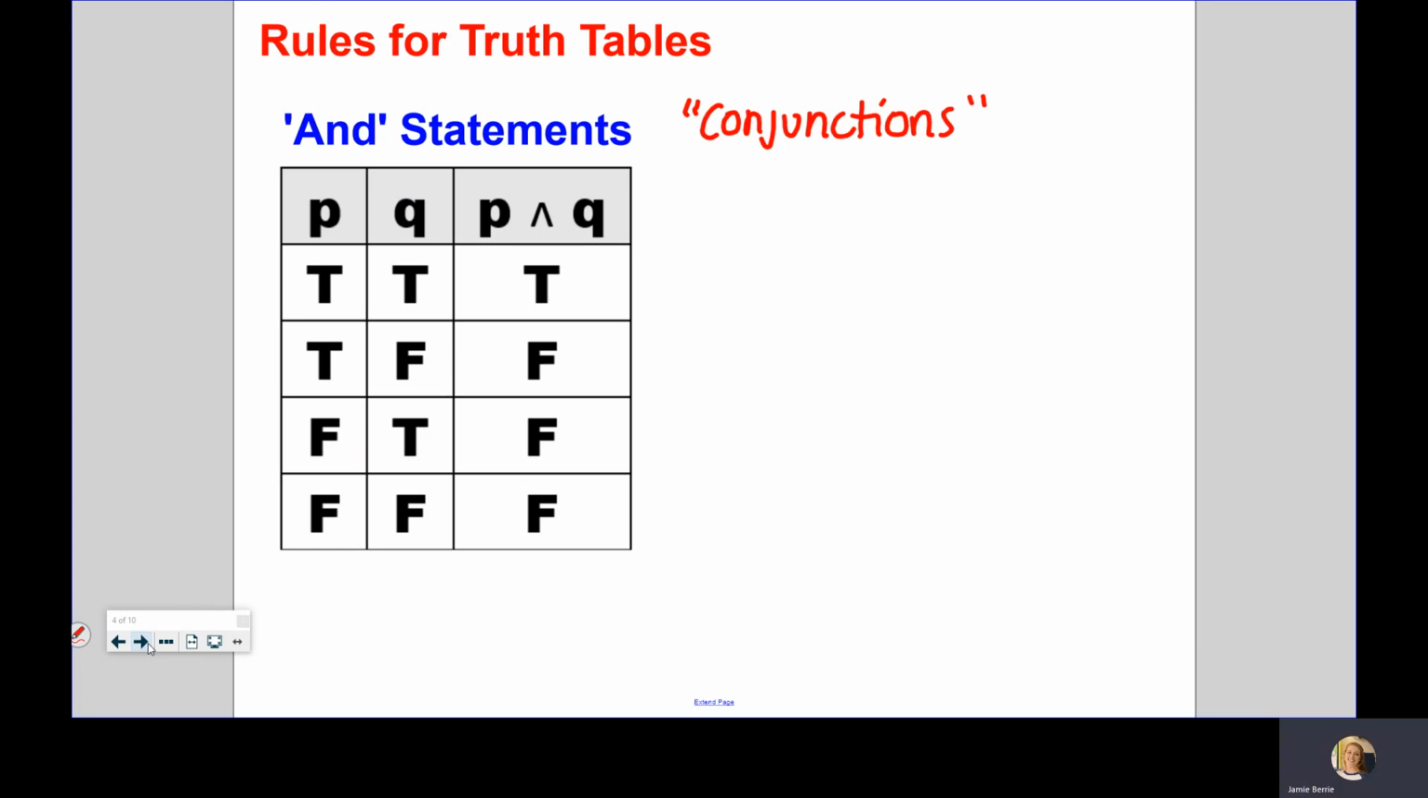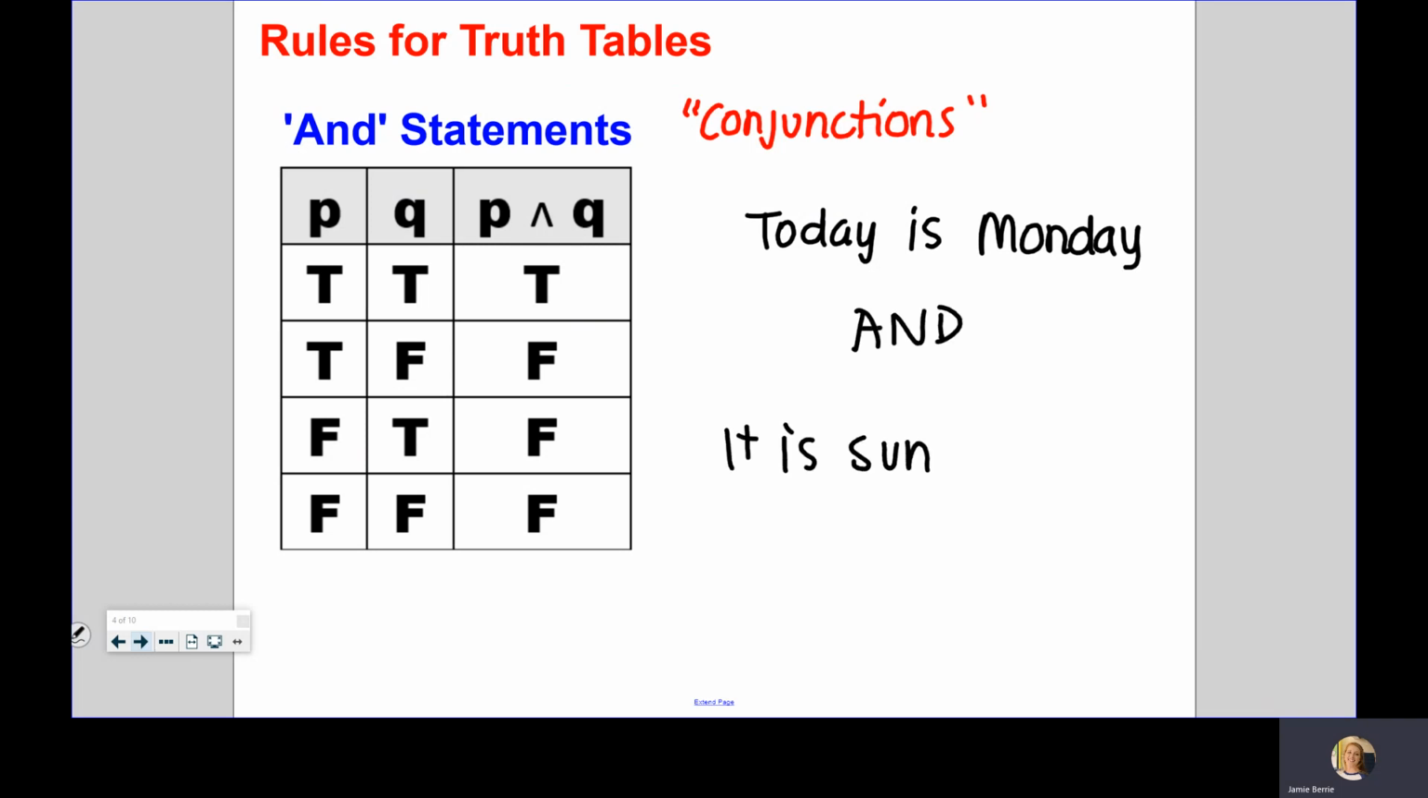All right, so I'm going to write down that compound statement that we used at the beginning of class. Today is Monday and it is sunny outside. And then we'll talk about why the truth table rules are the way they are based on that statement. So, today is Monday, and it is sunny outside.